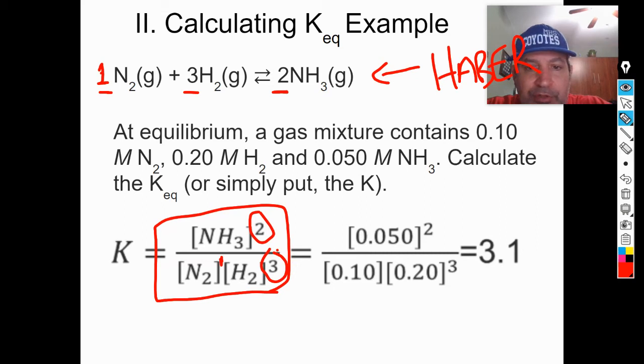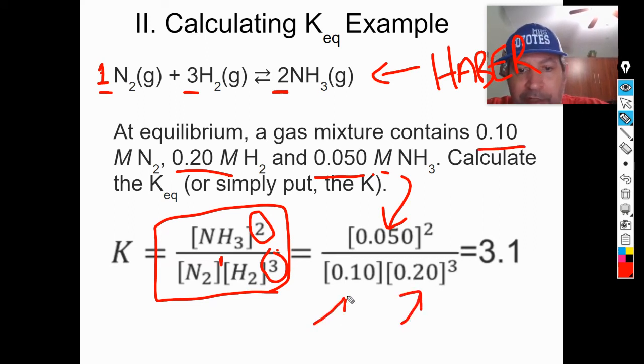And so for the ammonia, it's 0.05, sorry. For the hydrogen, I plug it in there. It's 0.2. And 0.1 for the nitrogen. And then I do the math. Now you got to remember to square that number. You got to cube that number and then also multiply it by 0.10. So you want to make sure order of operations are used here.